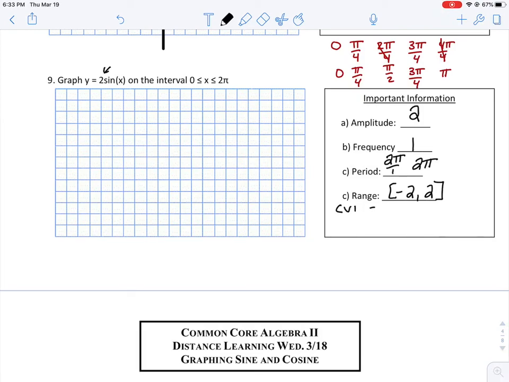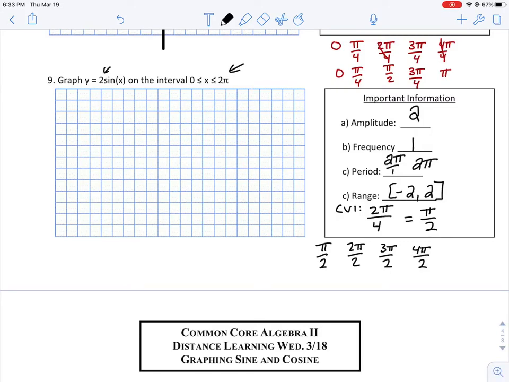I'm going to take my period, 2 pi, and I'm going to divide it and cut it into 4. It's always your period, and divide it by 4, so I get pi over 2. This is how I'm going to count. So pi over 2, 2 pi over 2, 3 pi over 2, 4 pi over 2.